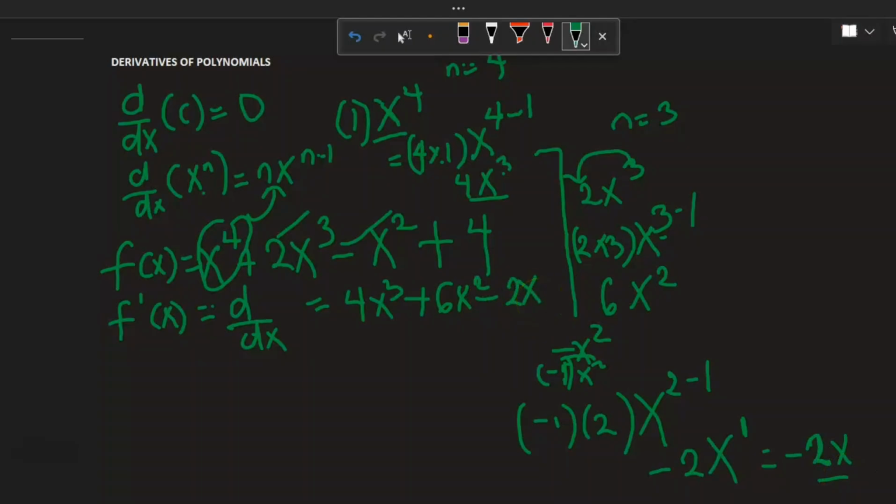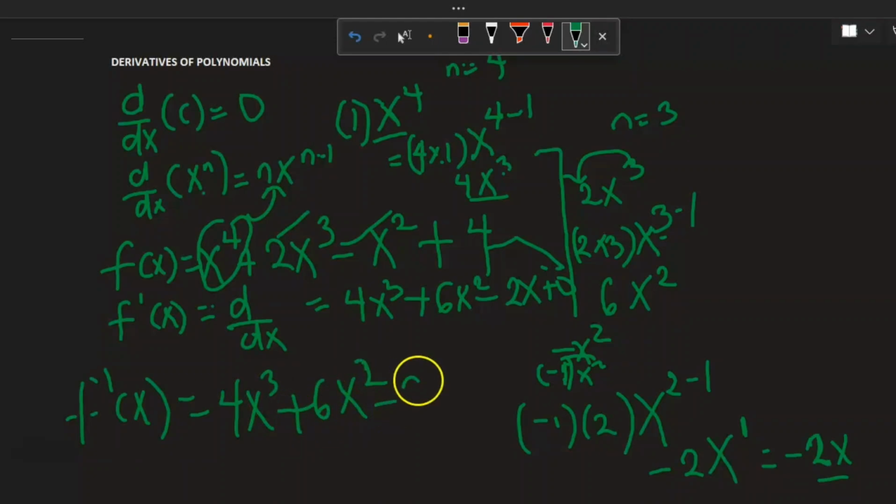We know when we differentiate a constant, it is 0. So 4 here is giving me 0. So we know that f prime of x here is 4x cubed plus 6x squared minus 2x. This is our answer. So let's take a look at another example.